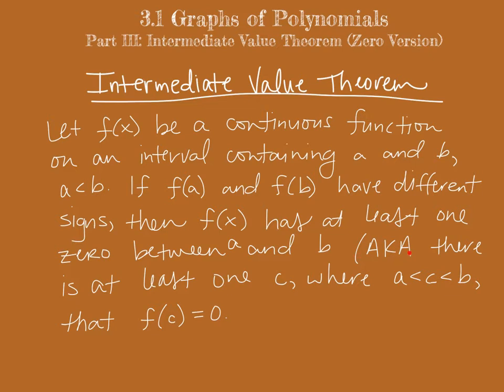AKA, here's a more mathematical way to write it: there's at least one c in between a and b that, if you plugged it in, would output a zero. F of c is zero. So make sure you have this written down. This is the intermediate value theorem, zero version.